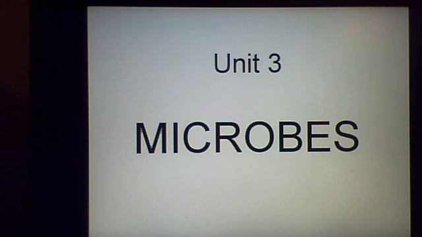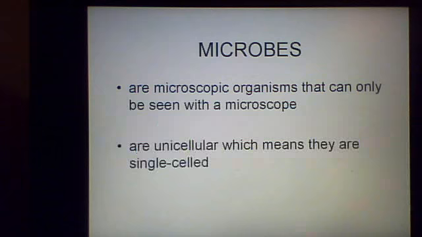Tomorrow we will begin our new unit, Unit 3, on diseases and biotechnology, and we will begin with microbes. We will talk about the different types of microbes, how they cause diseases, and how to treat and prevent these diseases. So let's begin. Microbes are microscopic organisms that can only be seen with the microscope. In other words, you cannot see these organisms with the naked eye.